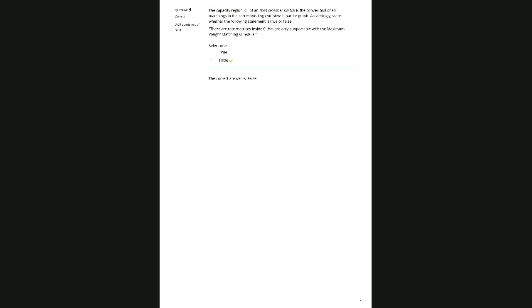So let's move on to the last problem. The capacity region C of an n-by-n crossbar switch is the convex hull of all the matchings in the corresponding bipartite graph. Accordingly, state whether the following statement is true or false: there are rate matrices inside C that are only supportable with the maximum weight matching scheduler. Now, this is false. Why do you think this is false?